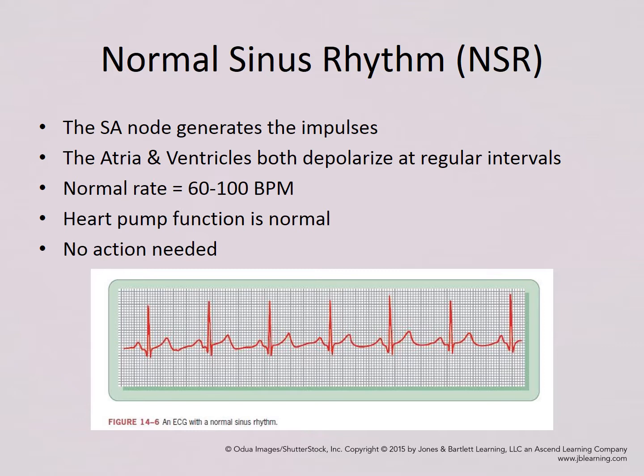You should be able to recognize this type of rhythm. You want to identify your P, QRS, and T wave, and they all look nice and evenly spaced. The T wave, you notice, is slightly bigger than the P wave, and that's about all there is to it.